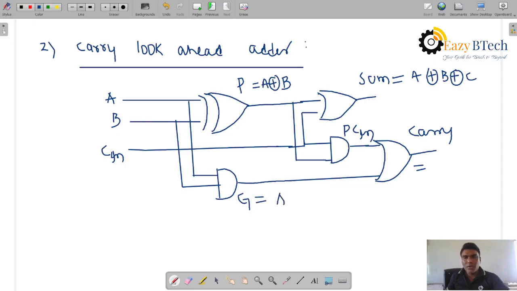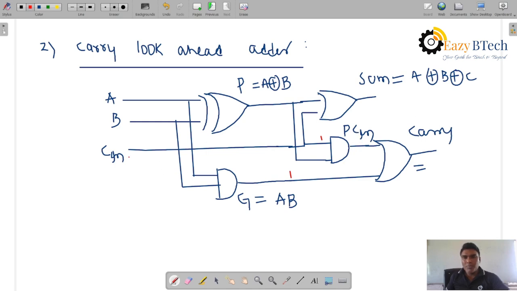G is equal to the AND operation. AB is equal to 1, then only it will generate 1. Otherwise it should be 0. Here also propagation: 0, 0 or 1, 1, it will be 0. Otherwise, it should be 1. If C in is equal to 1, then the AND gate operation will be 1.